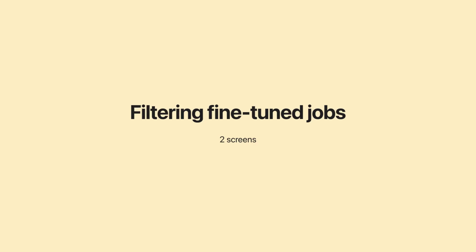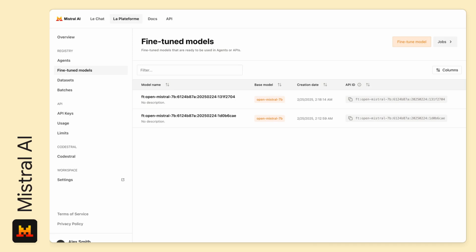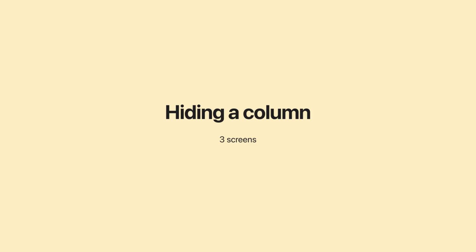Up next, let's discover how filtering fine-tuned jobs works. On the Fine-Tuned Models page, enter Filter Criteria. Next, view filtered model results. Next up, let's take a closer look at hiding a column.